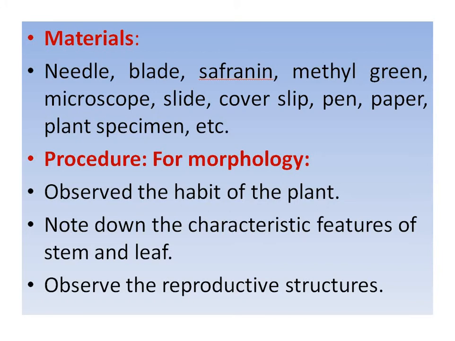For the morphological study, we have to observe the habit of the plant, that is, how the plant looks like, how the stem, root, leaf, etc. have different features, and note down the characteristic features of all the parts, that is stem, leaf, flowers, etc. Also observe the reproductive structure, that is flowers, by dissecting them under a simple microscope.